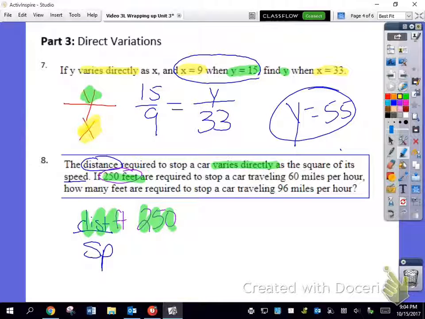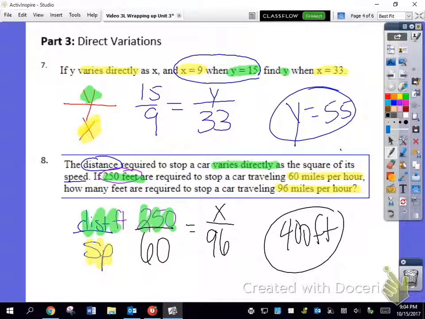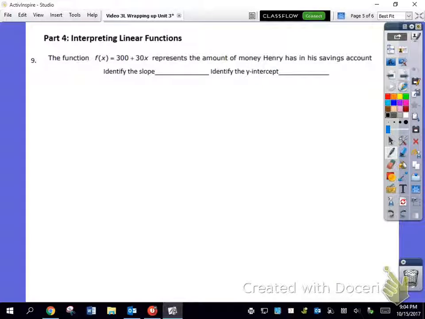So both of these are speed. Speed 60 miles per hour, and then 96 miles per hour, squared. Those are both speed. So 250 over 60, and then I want to know how much over 96. And then you will do menu 3, 1, and you will get 400 feet. So if you're going 96 miles per hour, it will take you 400 feet to stop. So you gotta be really careful when you're driving a car.